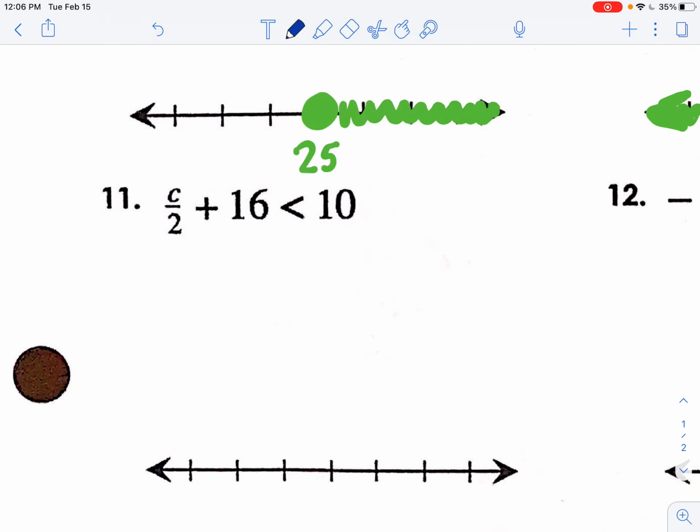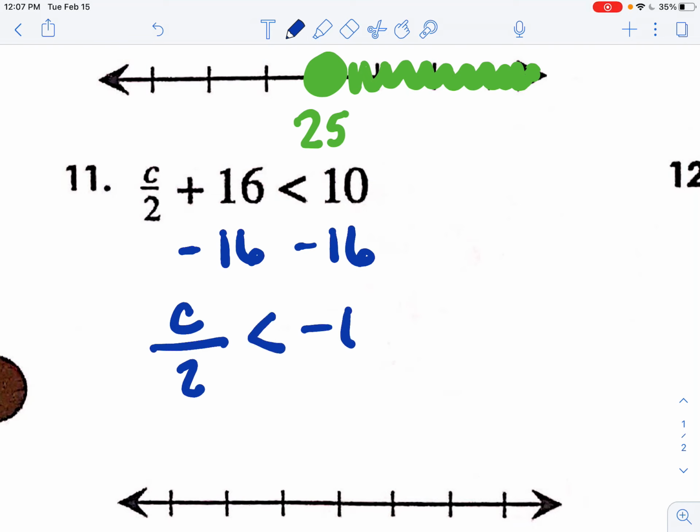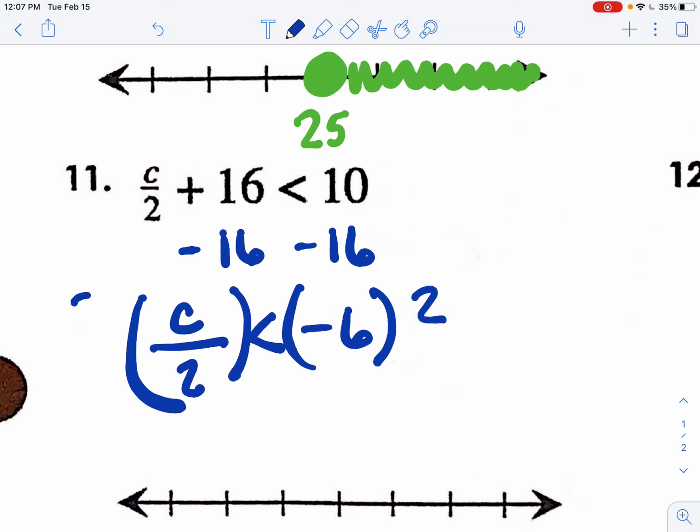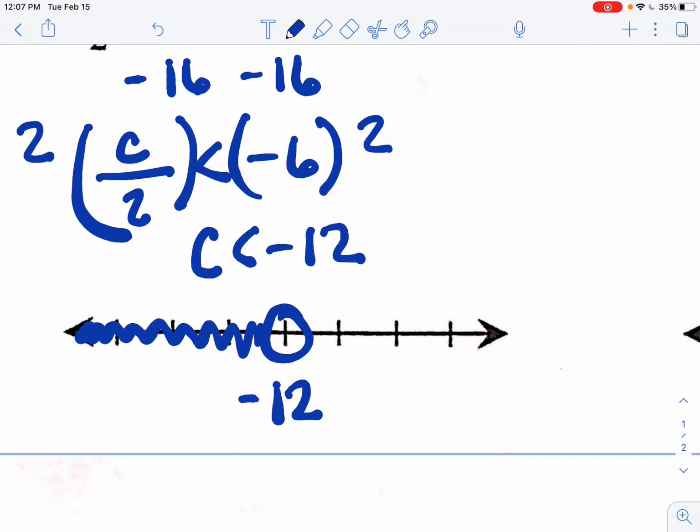Number 11 is a two-step. Two steps will be an add or subtract step followed by a multiply or divide step. So let's subtract 16 from both sides. c over 2 is less than -6. And then multiply both sides by 2, and c is less than -12. That's open on -12, and less is to the left.